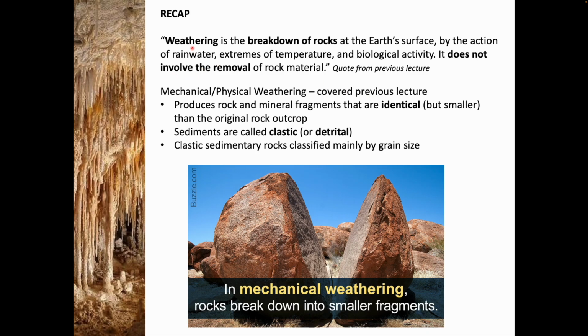Just as a reminder, weathering is the breakdown of rocks at the Earth's surface by the action of rainwater, extremes of temperature, and biological activity. It does not involve the removal of rock material from an outcrop. In that previous lecture we covered mechanical or physical weathering, which produces rock and mineral fragments that are identical but much smaller than an original rock outcrop. These types of sediments are called clastic or detrital sediments, and we classify those mainly by grain size. Sand, silt, gravel, those are all grain sizes for clastic sediments and sedimentary rocks.